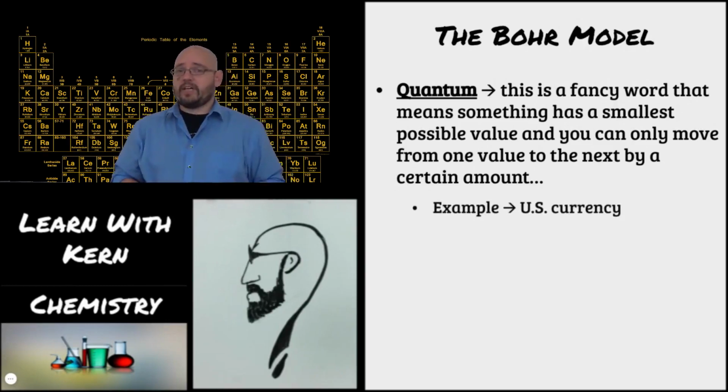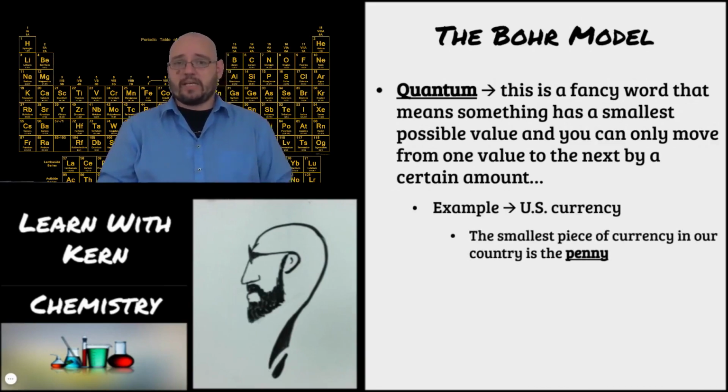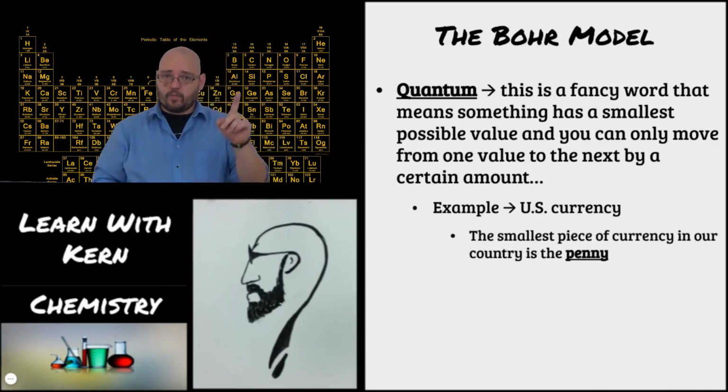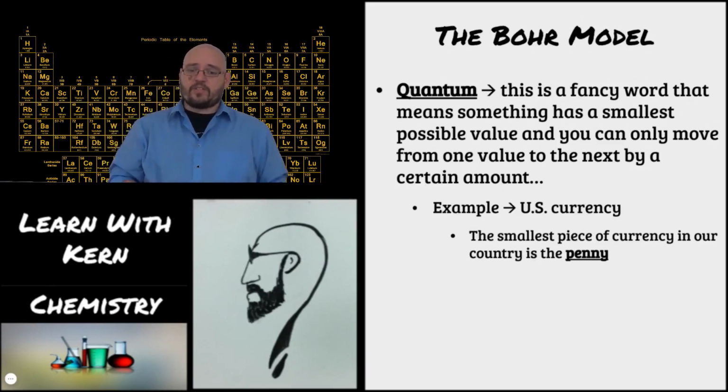A good example of that is US currency, the money that we use to pay for things. If you go to the store and you're going to buy something, the smallest piece of money that you can have in your pocket is a penny. You can have 1 cent. You can't have 1.2 cents. You can have 1 cent, or 2 cents, or 3 cents. You can't have 1.675 cents. So the smallest piece of currency in our country is a penny.